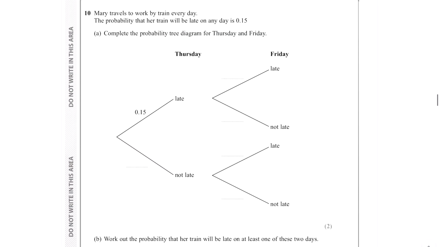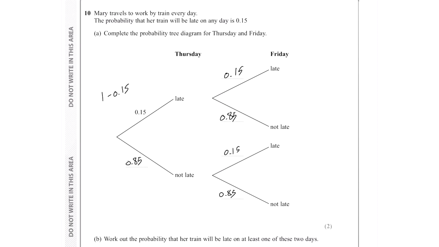Moving on to the next one. So now, Mary travels to work by train each day. The probability that her train will be late on any day is 0.15. Okay, probability is always out of 1. So to work out the other one, it will be 1 minus 0.15. So that's going to be 0.85. And then the probabilities are going to be the same across the day. So the probability that she's late on any other day will be the same as well. So we can just copy that across.